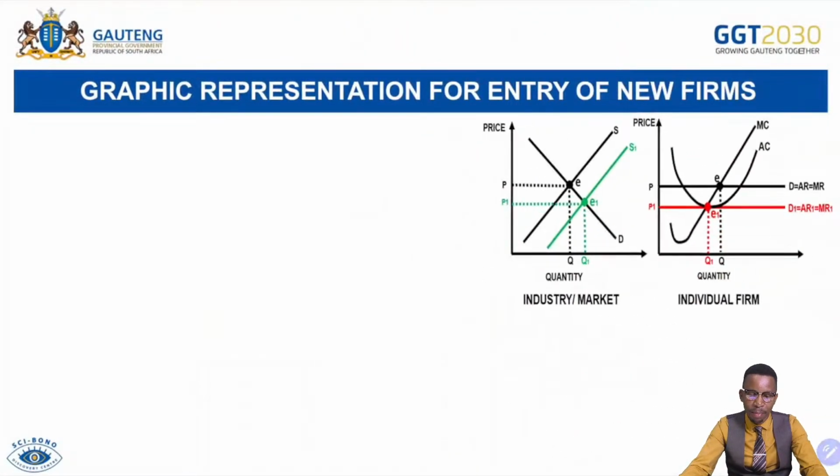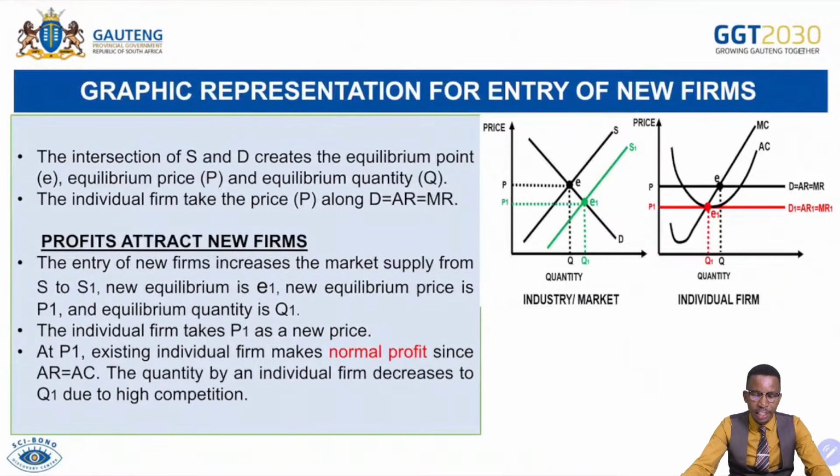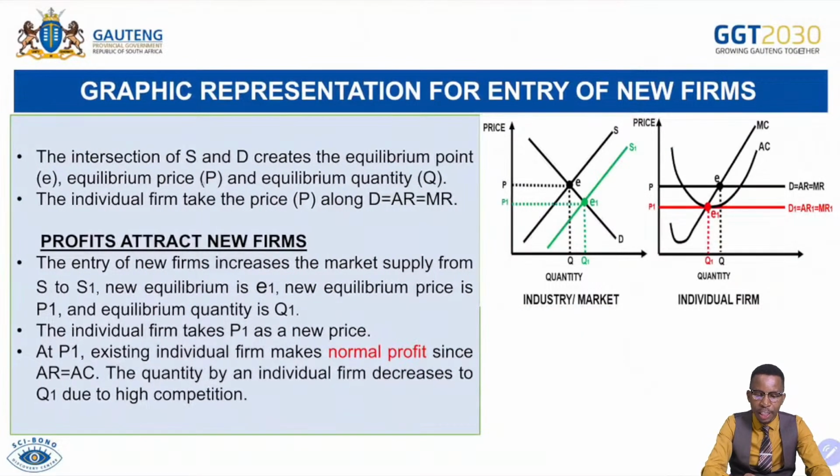There we have the same graph. Then we see the intersection of S and D creates equilibrium point E, equilibrium price P, and equilibrium quantity Q. We can see we have those ones created, Q, E, and P. These are the original points, S and D. And then the individual firm takes the price. Price P along D equals AR equals MR. We can see the price is taken along.